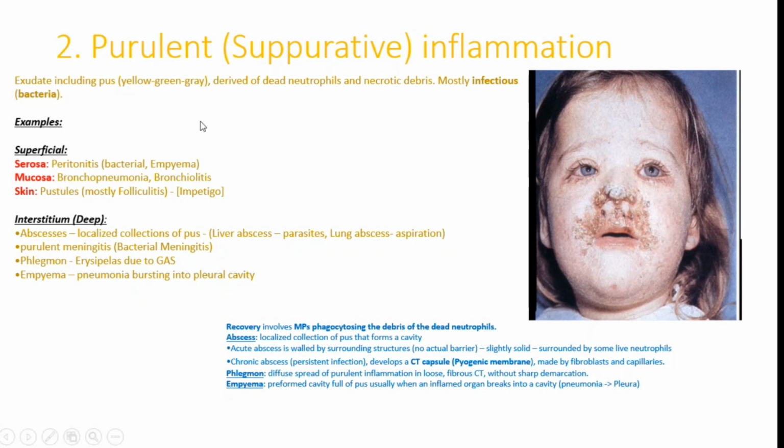For the examples of purulent inflammation, we can divide them into superficial and interstitial, or superficial and deep surfaces. For the superficial ones, we have bacterial peritonitis, bronchopneumonia, and pustules, which are made in the case of impetigo caused by staph or strep bacteria. And here's a picture of impetigo, how it looks. These are basically pustules, like yellow bumps on your skin, in simple English.